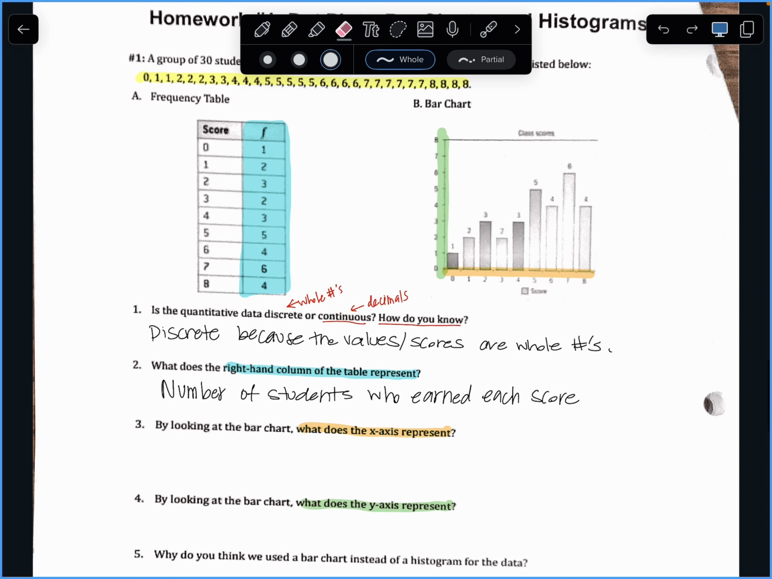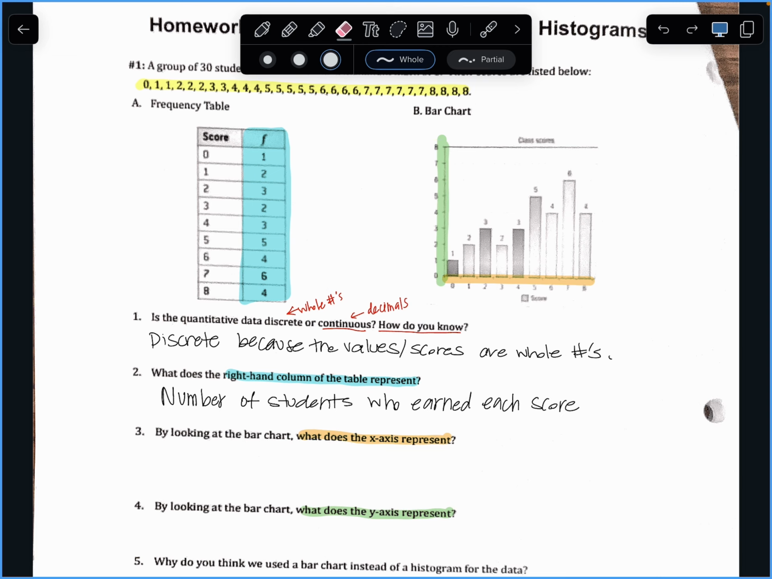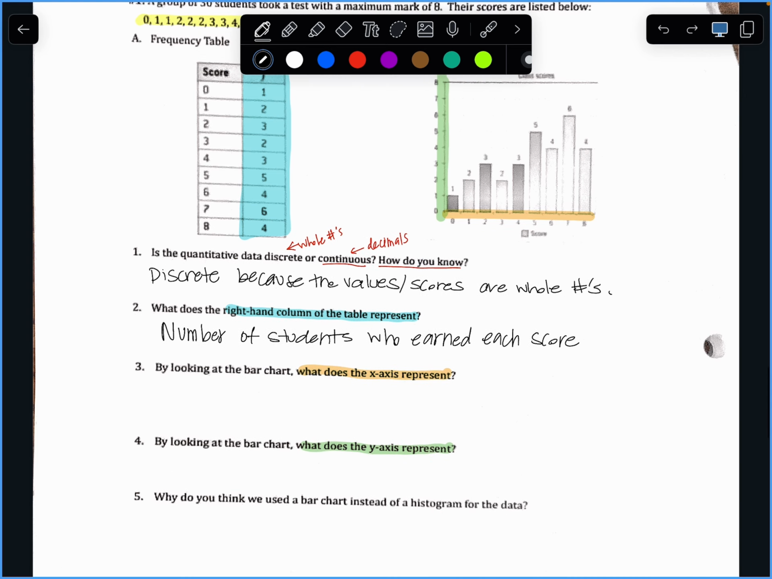Okay, so let's go here. By looking at the bar chart, what does the x-axis represent, Rylan? The score. Oh, the score. Yeah, so the x-axis represents the different scores, right?